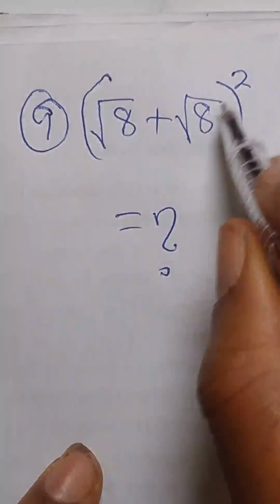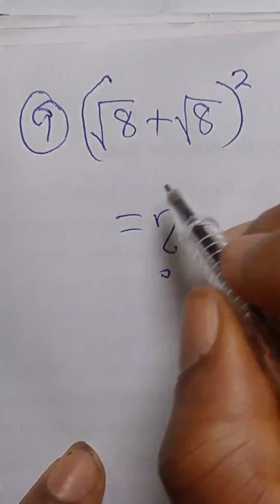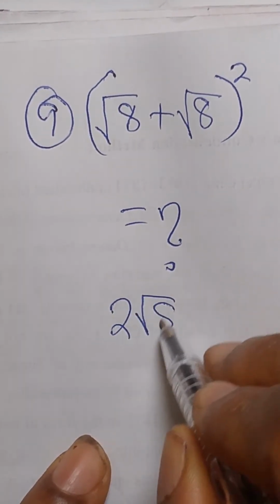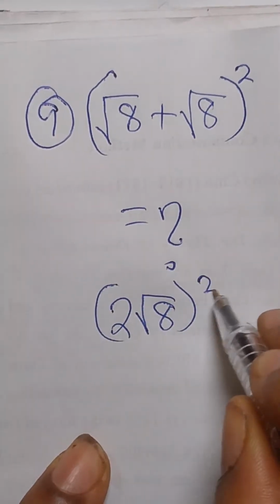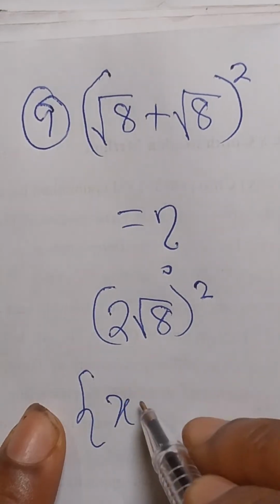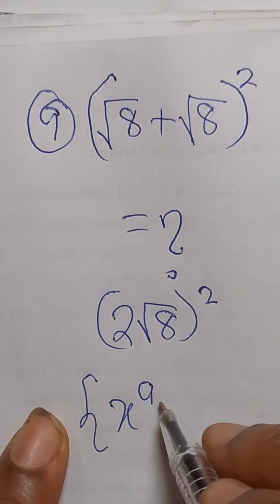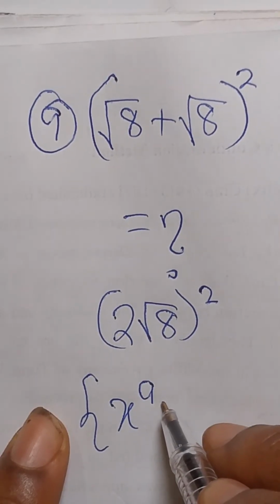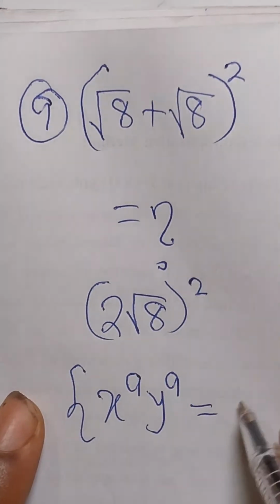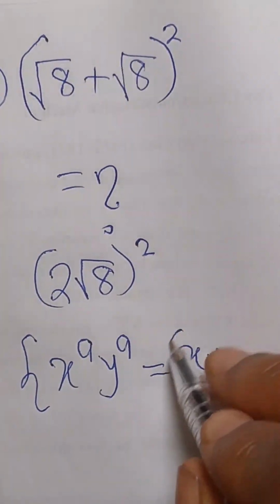Now, this is square root of 8 plus square root of 8. This is square root of 8, this is square root of 8, so they are the same. We are going to add them together. If we add them, we have 2 root 8, all squared. Okay, so recall the rule of indices that says x raised to power a times y raised to power a is equal to (xy) all raised to power a.